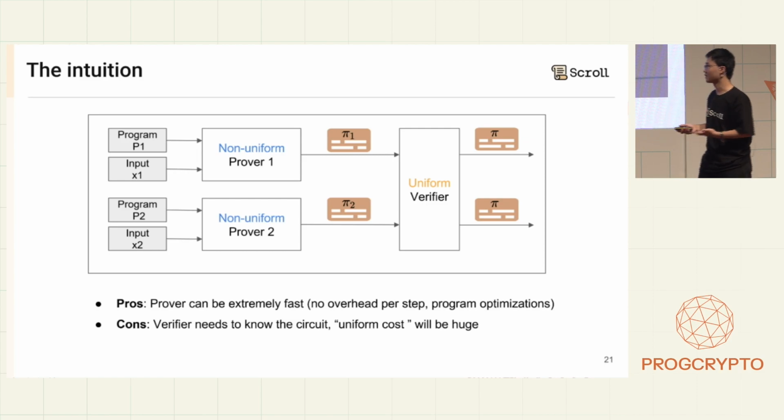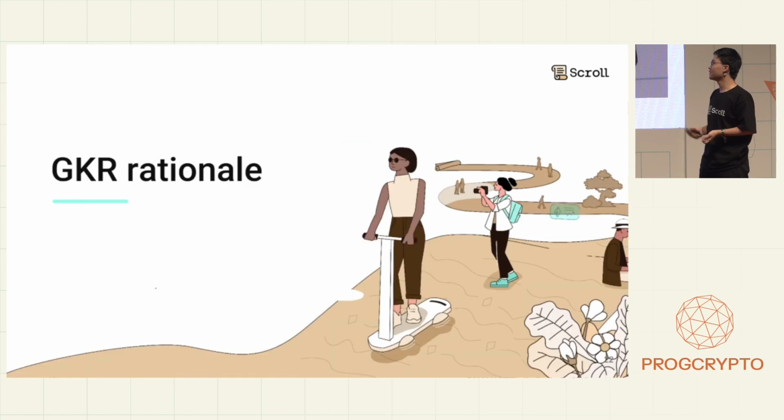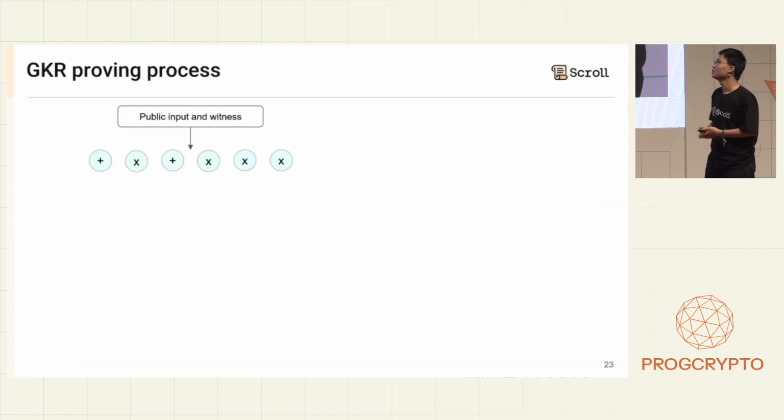So those are the two problems. And again, that's the reason why we are considering experimenting with the GKR protocol, and what the rationale behind it is. To start, to give you some context about what the GKR protocol is, this is a high level introduction of how it looks.